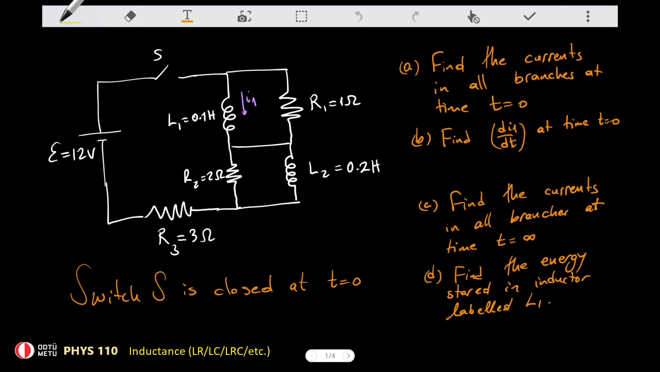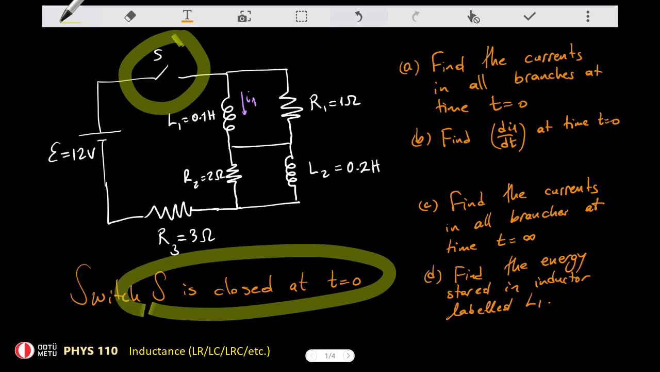Let's look at this problem. We have a circuit with an EMF device, but that's connected to the circuit with a switch. The switch has been open. We are assuming that it has been open for a long time, and then it is closed at time t equals 0.